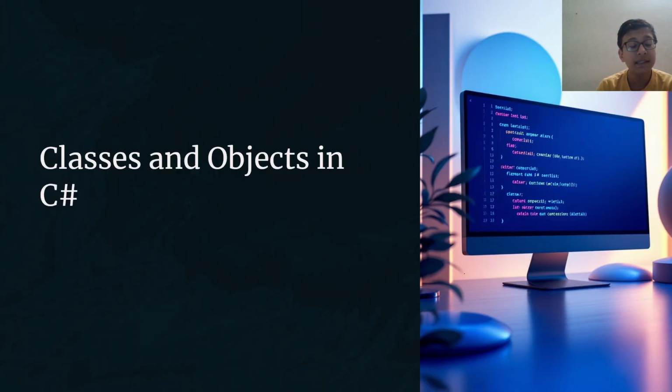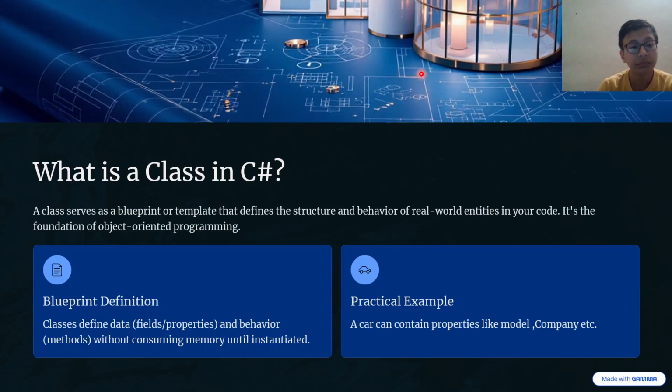Hello viewers, in the second lecture of C Sharp, we will be learning what classes and objects are in C Sharp. So first of all, what is a class in C Sharp? A class serves as a blueprint or template that defines the structure and behavior of real world entities in your code. Same as we created classes in SQL Server to store data, in C Sharp we create classes to create a blueprint.